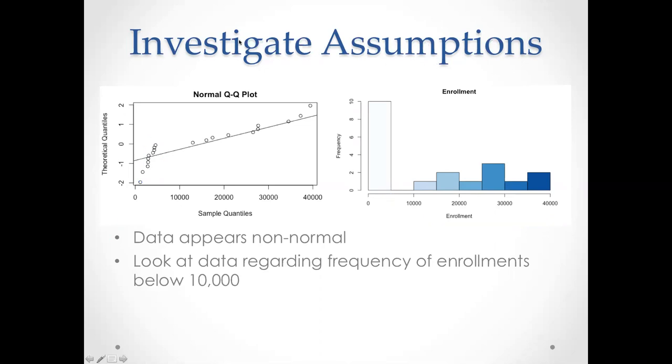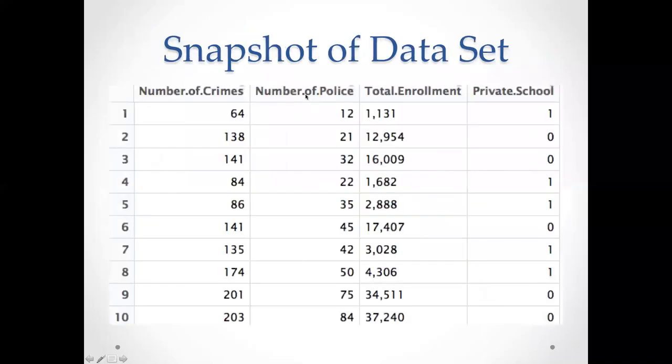Let's look back at the data. Notice for those with enrollment less than 5,000, we have another variable, private school. A 1 in place of that variable indicates yes, this is a private school. All of the others with a 0 would be indicating no, it's not a private school. In other words, it's a public school.